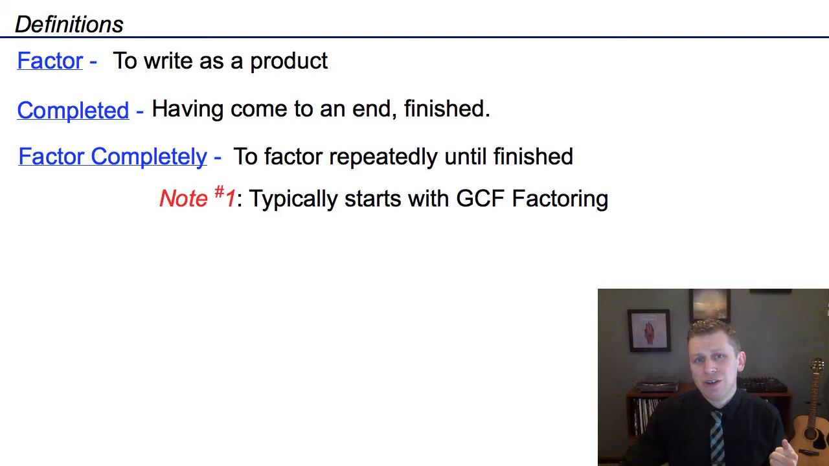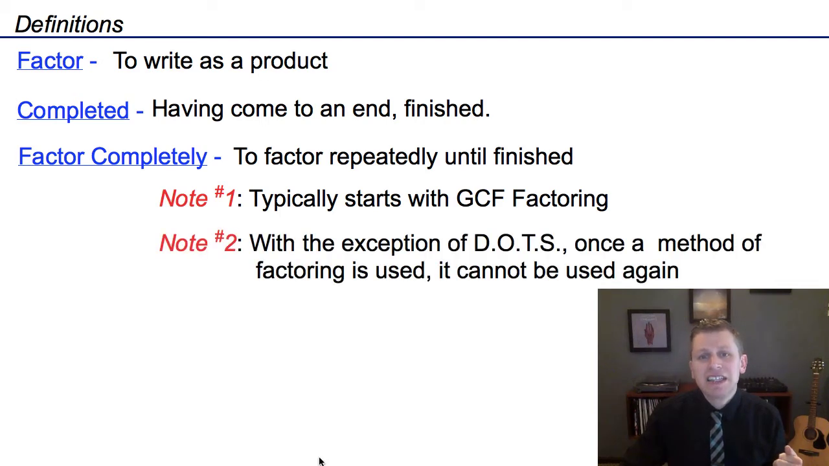The second thing to note about factoring completely is that with the exception of the difference of two squares, once a method of factoring is used, it cannot be used again. For example, when we factor completely, we're going to factor more than once, typically 2 times. If I factor GCF to start, I can't use GCF a second time. I use it once and it's finished. If I use, let's say, factor by grouping once, I can't use it a second time.